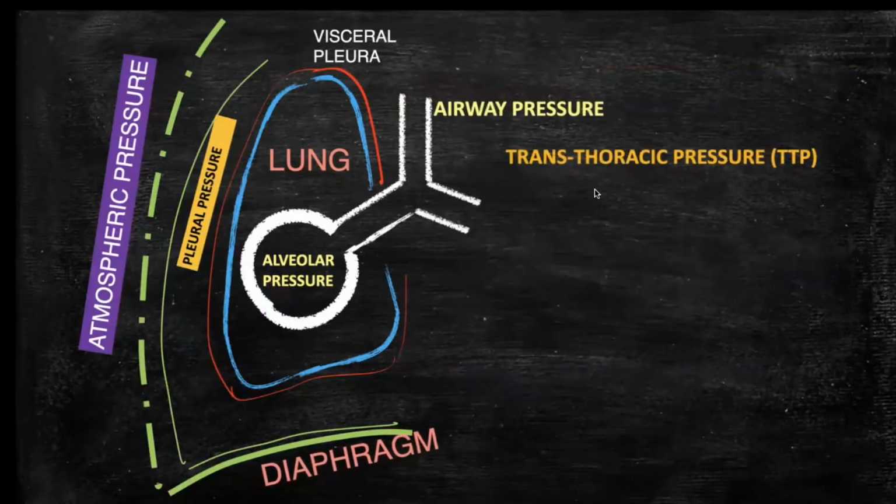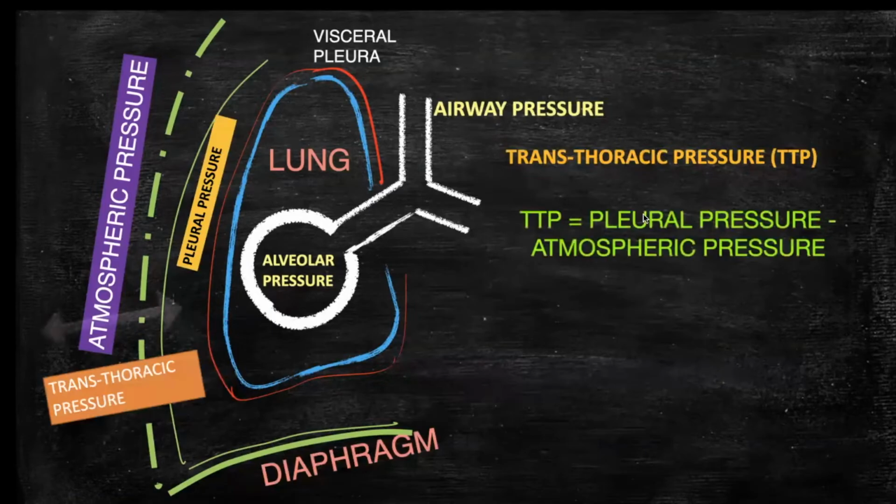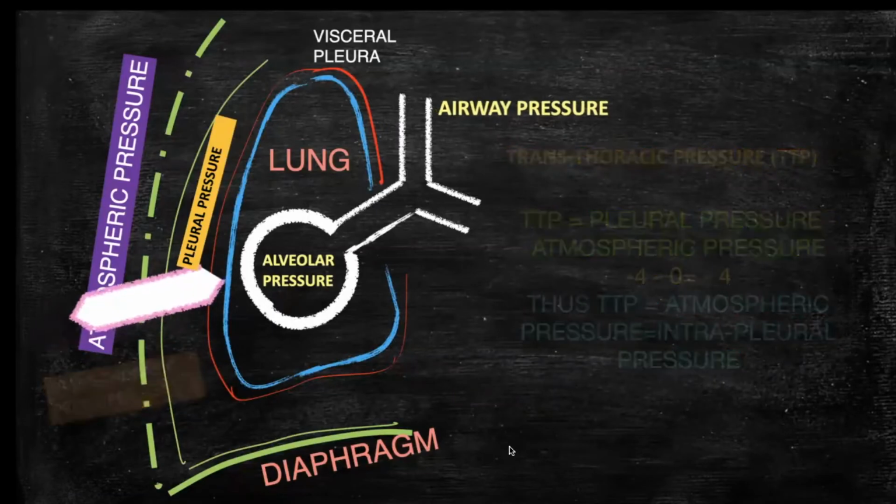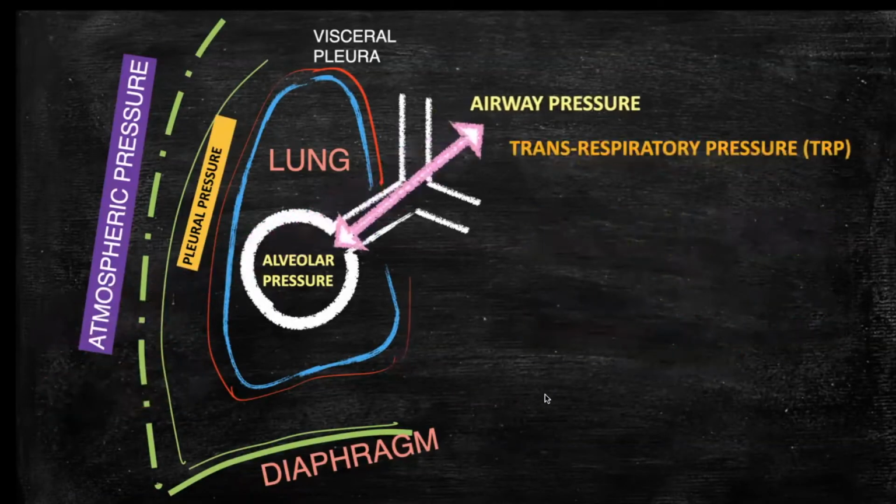Now, this is something called transthoracic pressure. Transthoracic pressure is the pressure across the chest wall. This is pleural pressure minus the atmospheric pressure. As we already saw, the pleural pressure is normally minus 3 to minus 4, so we can take minus 4 minus 0. So this will be minus 4. Thus, transthoracic pressure is also minus 4, which means transthoracic pressure is equal to intrapleural pressure.